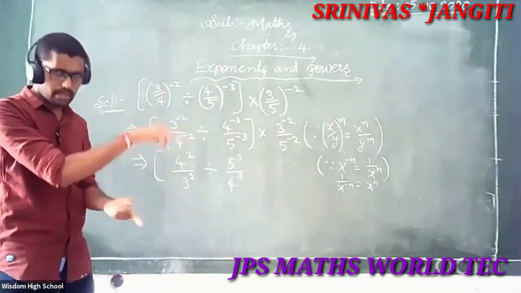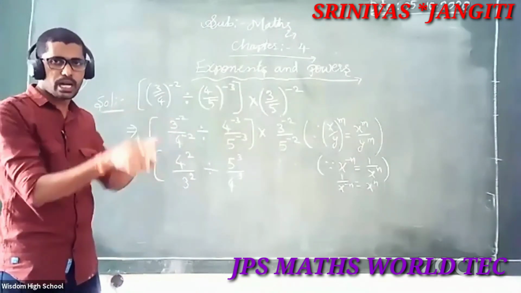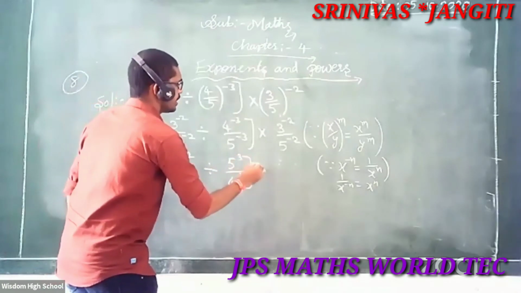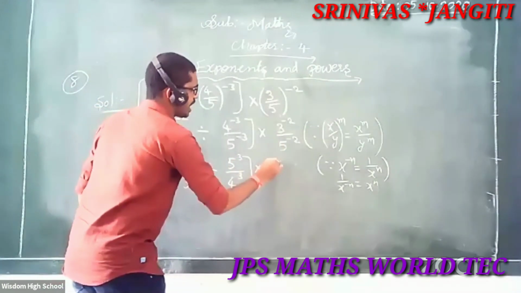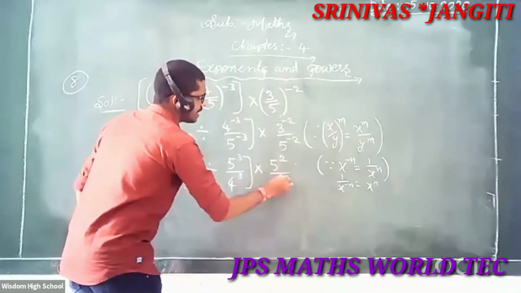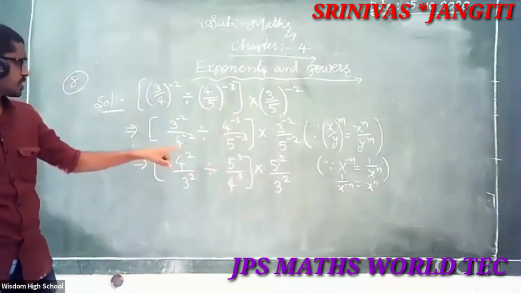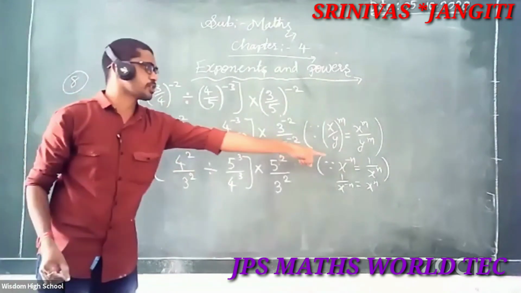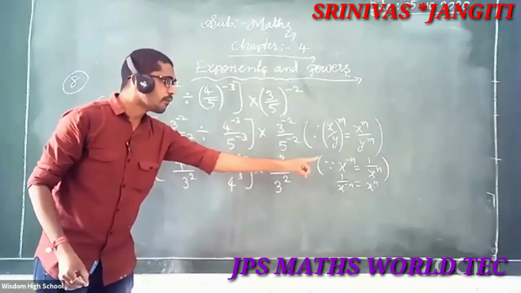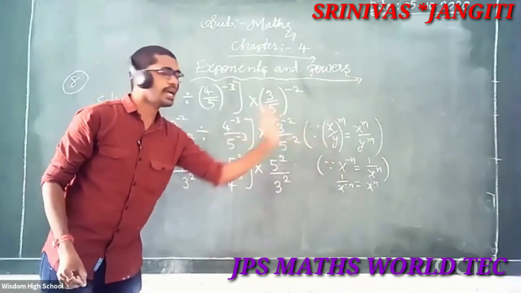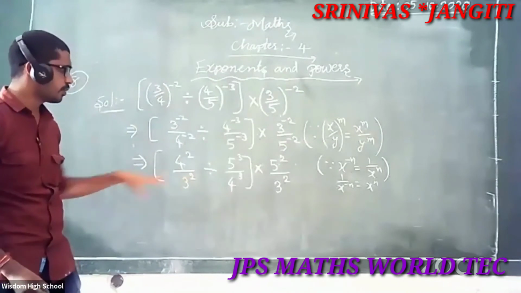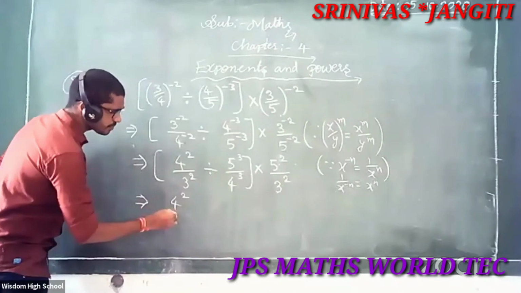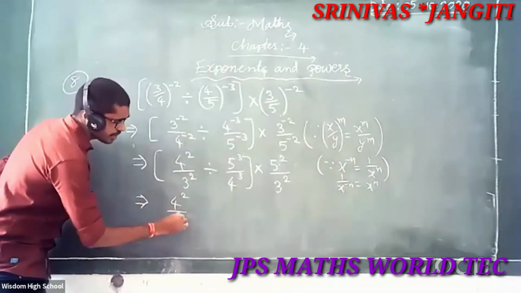Why? You will know. Up, down. Then plus, minus, minus is plus. Then after, what is here? Into. Here also same, 5 square by 3 square. Is there any problem? Just observe, upside plus, downside plus. So that is x to the power of minus n is equal to 1 by x to the power of n, 1 by x to the power of minus n is equal to x to the power of n. Simple. Then after, what is here? Change the symbol. That implies what is here? 4 square by 3 square.